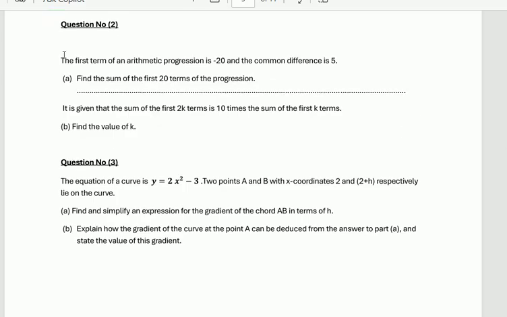Question number 2. The first term of the arithmetic progression is minus 20 and the common difference is 5. Find the sum of the first 20 terms of the progression. Part B: it is given that the sum of the first 2k terms is 10 times the sum of the first k terms. Find the value of k.